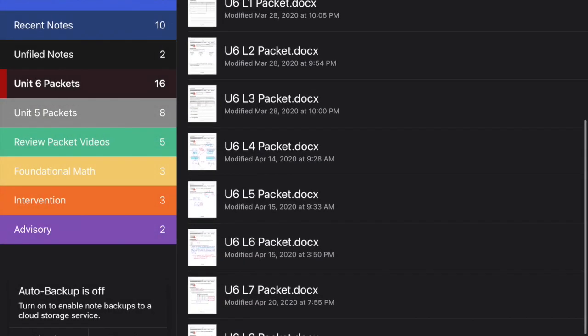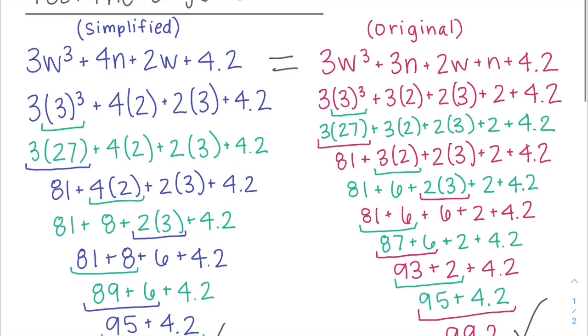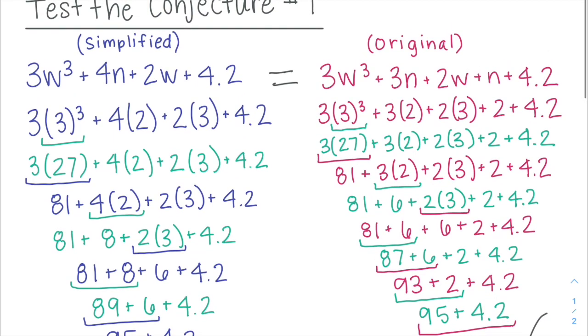So now I'm going to flip to a different page where I've actually worked out these problems for you. Okay, we have test the conjecture number 1. We've got our simplified version to the left in blue, and then we have the original expression, which was written in the text, on the right hand side in pink. Now I told you it was really lengthy. If I'm following the order of operations and doing things one step at a time so I don't get confused, it ends up being a very lengthy problem.